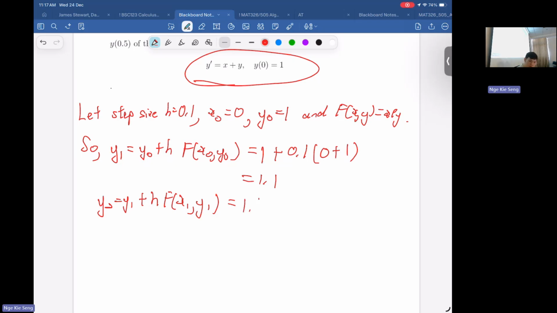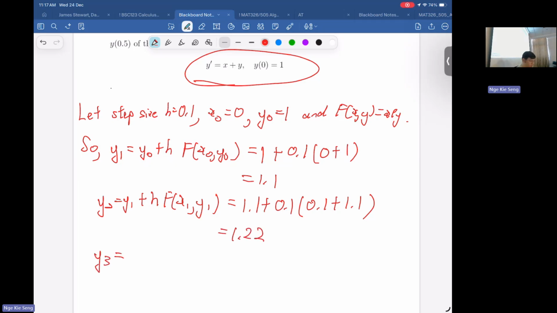So what do I get? 1.1 plus 0.1, step size is fixed, and the formula of f is just x plus y. So you use the previous x, y to compute. So you get 1.22. Okay.